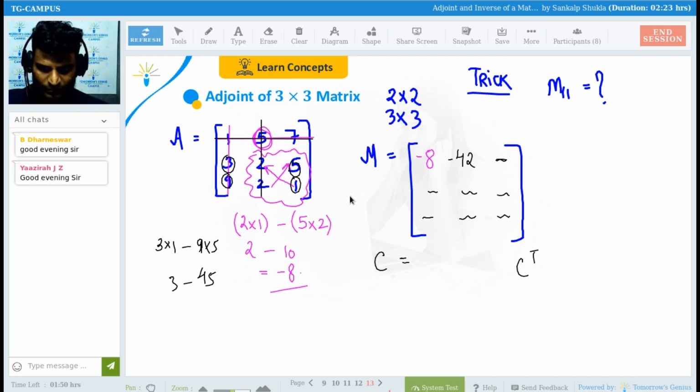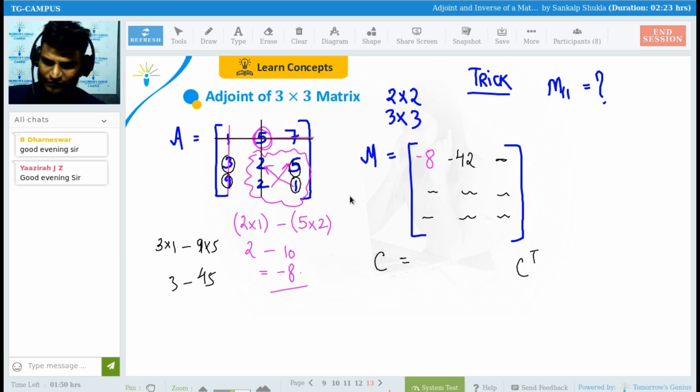It takes time. Yes, it will take time because you have to repeat that process 9 times, because there are 9 minors that you have to find. Yes, sir, it will take time. That is why I have brought you this trick now.